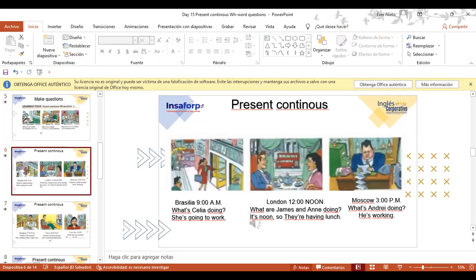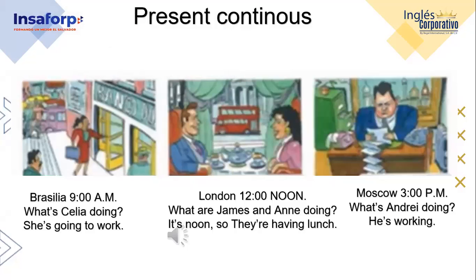Son preguntas todas, teacher. Okay, no, the first one is a question. Let's see, for example, what's Celia doing? She's going to work. So it is not a question. The first one is the question, what's Celia doing? She's going to work. Es una oración afirmativa. Ella va a trabajar. Then we don't need the question mark there.